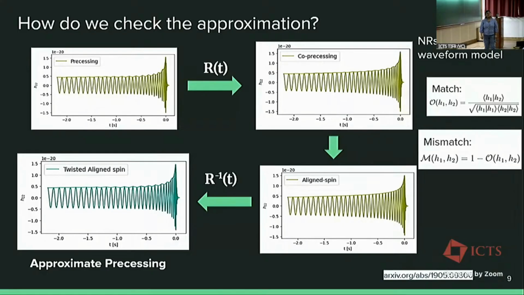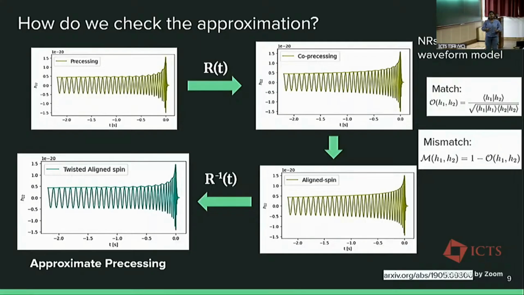Hi, thanks for the nice talk. I just want to understand, between your initial starting waveform and the reconstructed twisted aligned-spin one, what sources the error? Is it the way you construct this R of t matrix? Yes. There are two sources of error. One is the rotation that you do for the co-precessing frame.